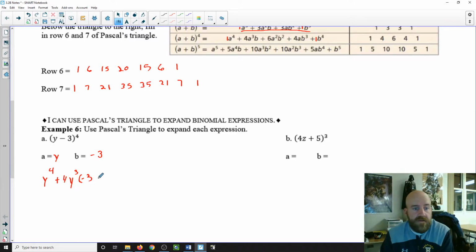Then we move on to the next one. We have a 6 as our coefficient, and then y squared, and then -3 squared.